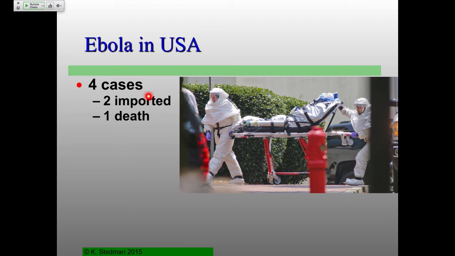The other cases, and in fact, this is one of them, were two healthcare workers who actually worked with this poor fellow here, who ended up dying and then got transferred from Texas, which is where this happened, to Emory. Now, four cases, one person dies. Yeah? Is it treatable if you catch it really early? Is it because it was hard to diagnose?